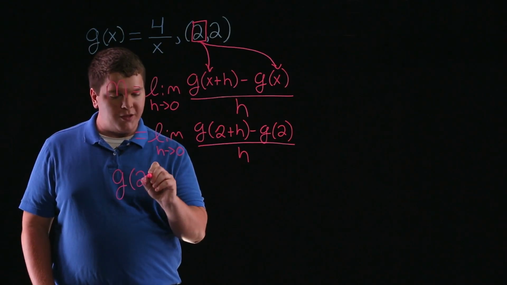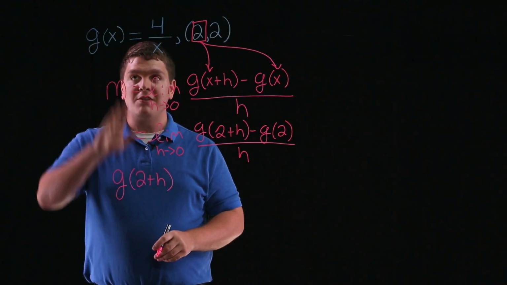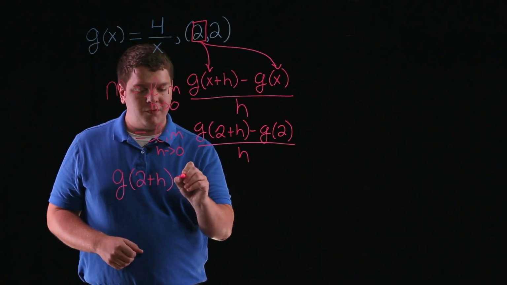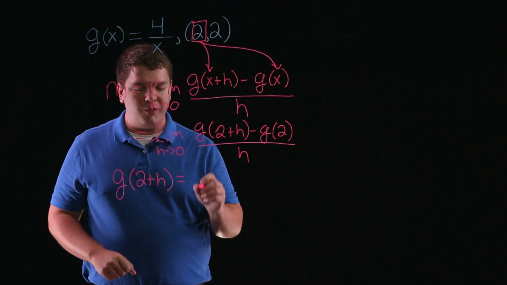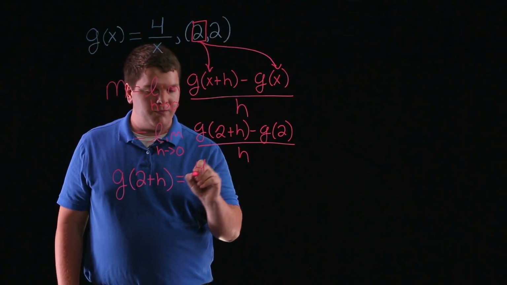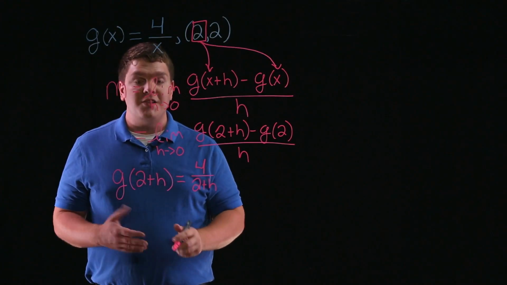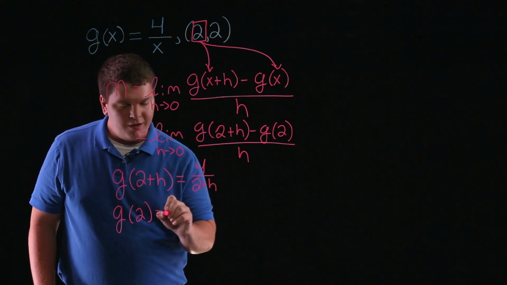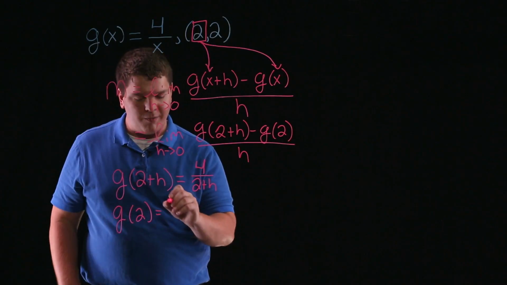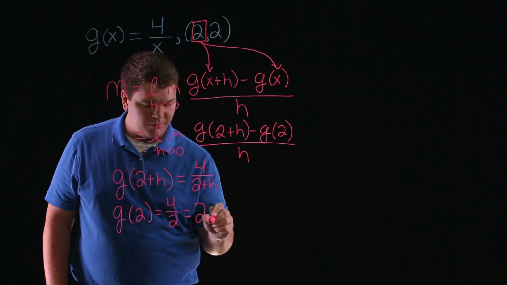So g of 2 plus h is what we're going to get from substituting 2 plus h into g of x. So in g of x, we had 4 divided by x. So g of 2 plus h is going to be 4 divided by 2 plus h. And g of 2 is equal to 4 divided by 2, which is equal to 2.